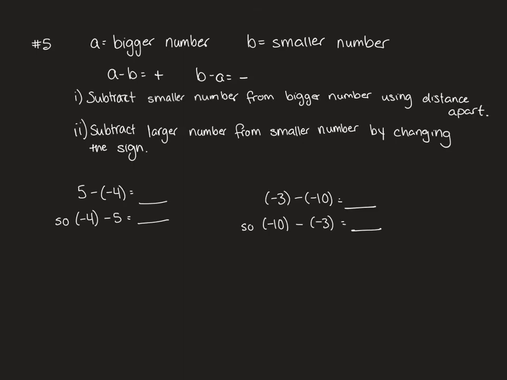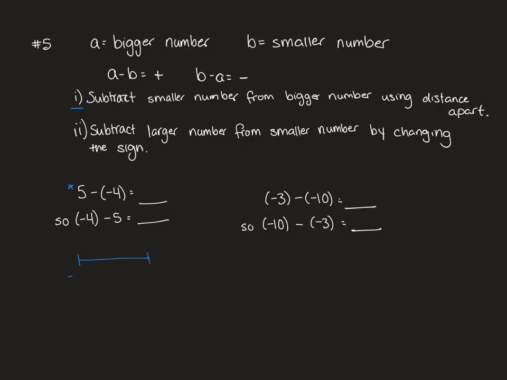I have written 2 sets of questions here that we can use their steps to solve. So their first step is to subtract the smaller number from the bigger number using distance apart. So if we look at the top number in each set of equations, the smaller number comes last. So if you wanted to use distance apart, you could use your number line, or sometimes I make partial number lines.